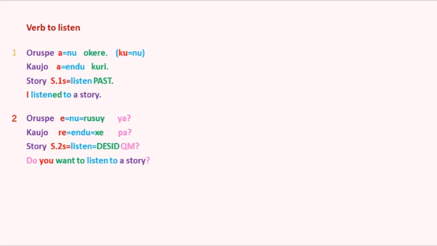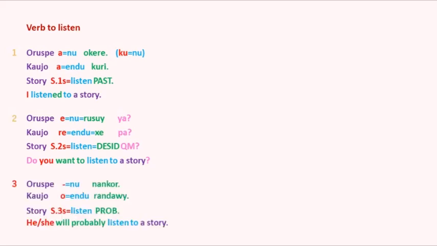2. Uruspen urusuya, kaujo rendu chepa. Do you want to listen to a story? Enu, rendu, you listen. The prefix e, re, is for the second person. Rusui, che, is to show the desire. Ya and pa, we saw, are the question markers. So, do you want to listen to a story?